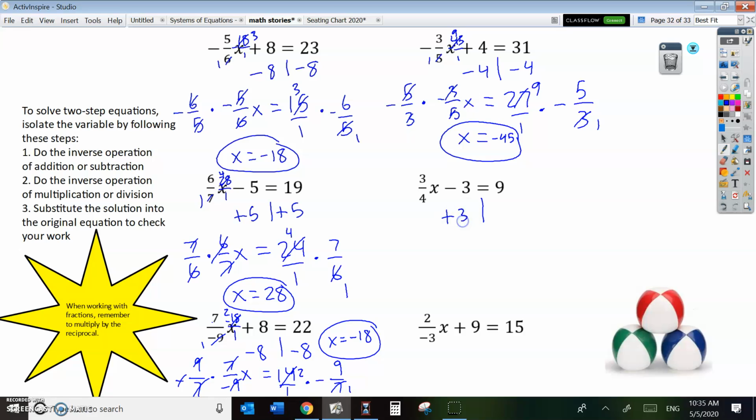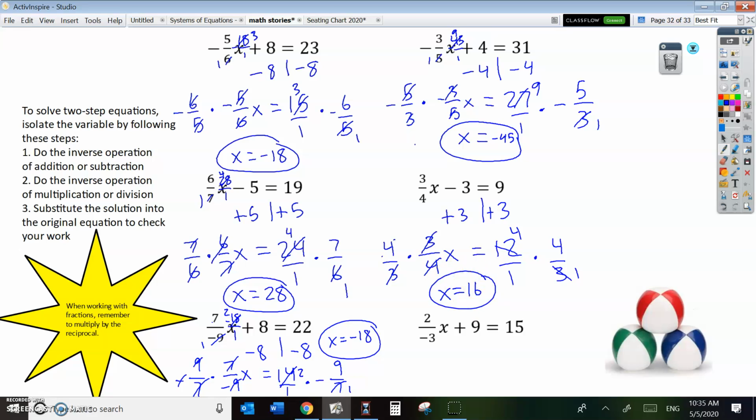Add 3 to both sides. 3 over 4x equals 12. Multiply both sides by 4/3. Cancel, all this cancels. Cross cancel, get a 1 and a 4. 4 times 4 is 16.